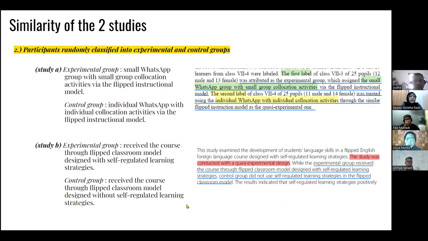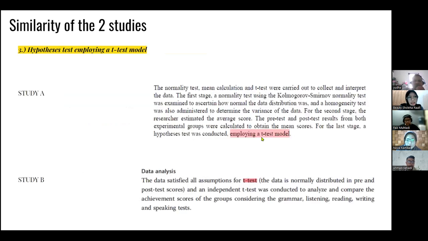In the first study, the experimental group is the small WhatsApp group with small group collocation activities via the flip instructional model, and the control group is the individual WhatsApp with individual collocation activities via the flip instructional model. In the second study, the experimental group receives the course through a flip classroom model designed with self-regulated learning strategies, while the control group receives the course through a flip classroom model designed without the self-regulated learning strategies. And the next similarity is that the hypothesis test employs a t-test model. The first study employs a t-test model for the hypothesis test, and the second study also uses the t-test.